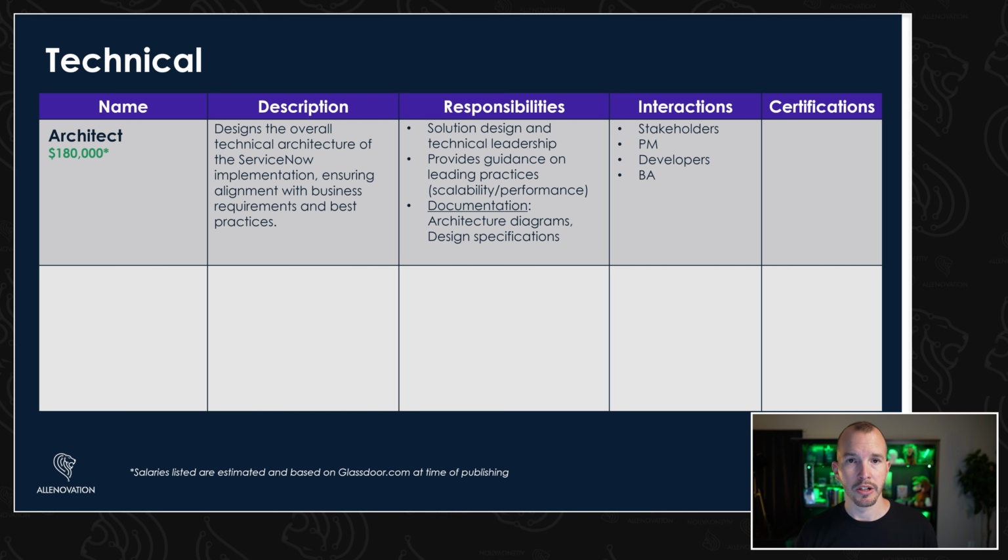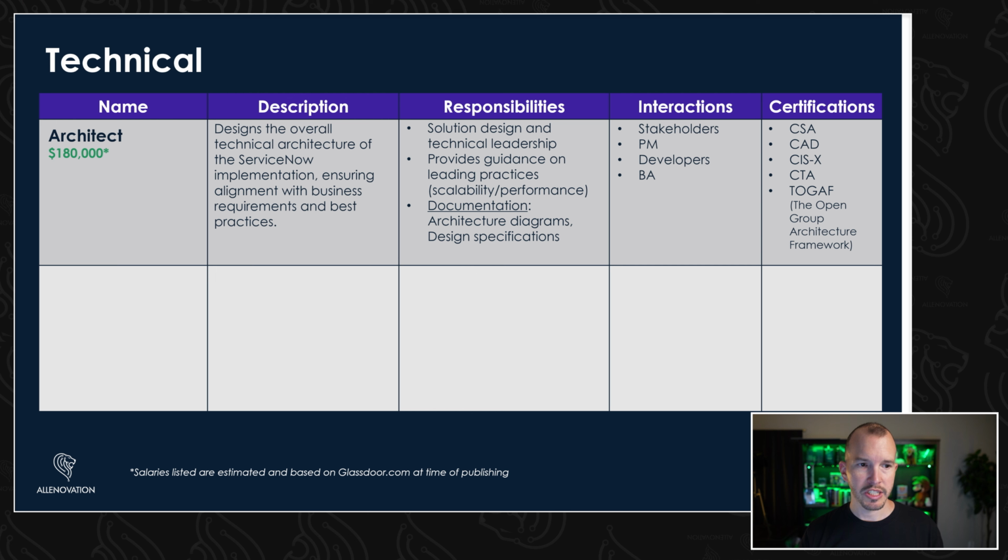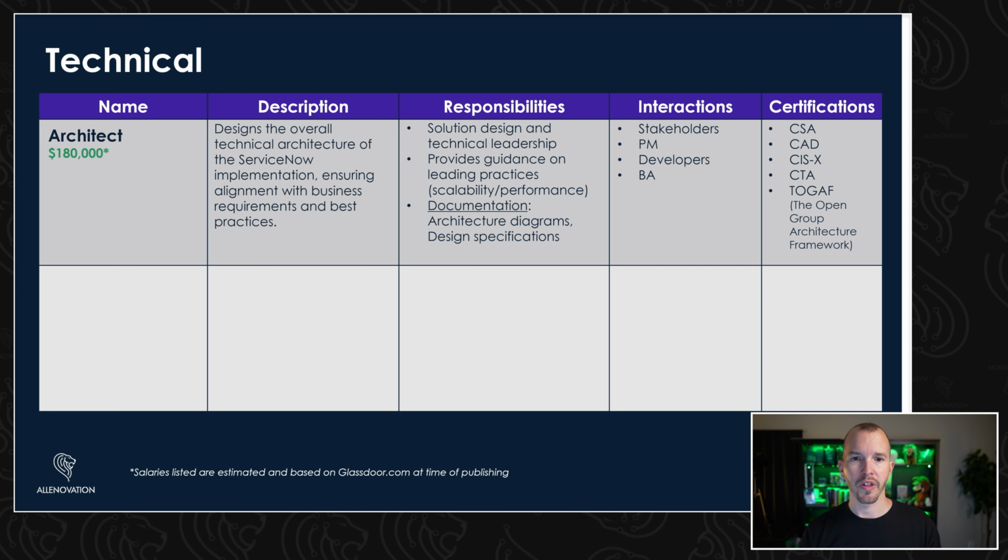The interactions are going to be your stakeholders, your PM, your developers, your BA, and this is where their CSA, their CAD, they probably have some implementation certifications. As I mentioned earlier, this is probably your CTA, or not really, but in addition to that, TOGAF, which is the Open Group Architecture Framework. You're going to hear some of that as you get into more senior positions there and learn about architecture. That's enterprise design. How do these things work and play well with other cloud infrastructure or their direct on-prem infrastructure as well.